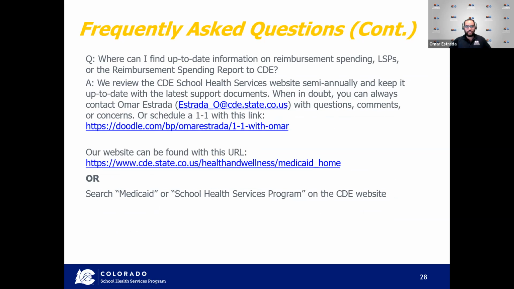And finally, I always like to put this slide out. All of our information, support documents, updated LSPs are going to be on our website. If you just type in Medicaid or School Health Services Program in the CDE search bar, we should be the first thing that comes up on the screen. And we try to update those every 6 months. We do periodic checks every so often, but we do have a big update coming up on October 1st, just when we put out the newest templates and any changes to the guidelines. We'll make sure to send emails out, of course, just to make sure you all are up to date with it.